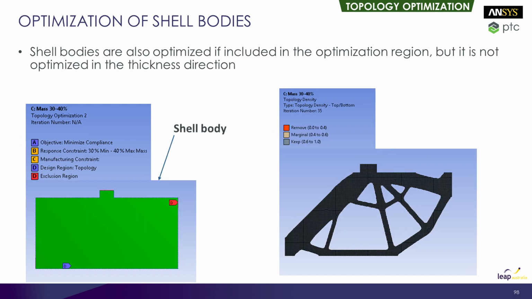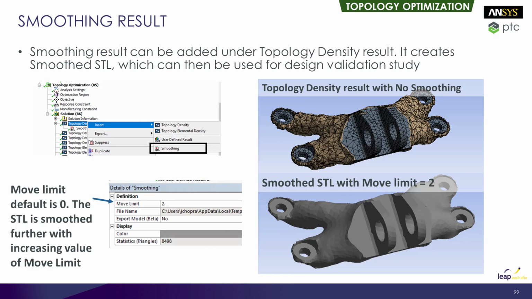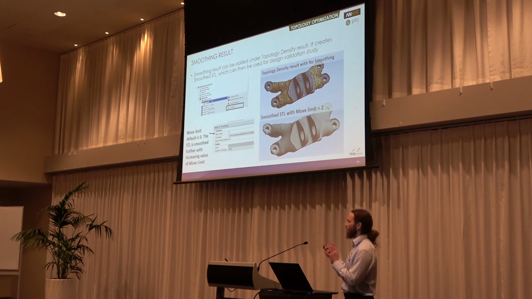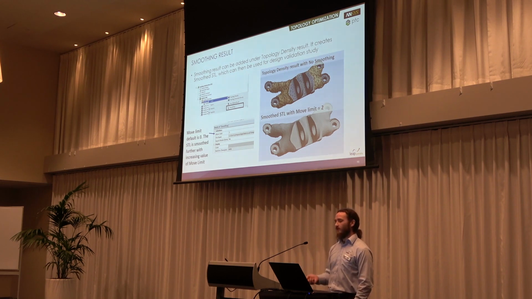And we can do shell bodies too. So this is a shell or surface body. It doesn't optimize through the thickness, it's just the surface. And when we export the optimized part, there's an optional smoothing step. So we right-click on topology deformation, and we can either export it directly and get this, or we can tell it to do a smoothing step, and it gives a much smoother STL. And we can take that into SpaceClaim and do more steps to smooth it or improve it, and then do further analysis or do 3D printing with that.